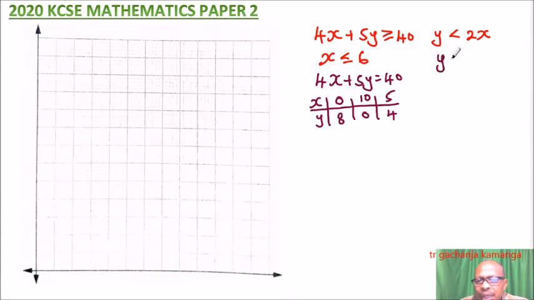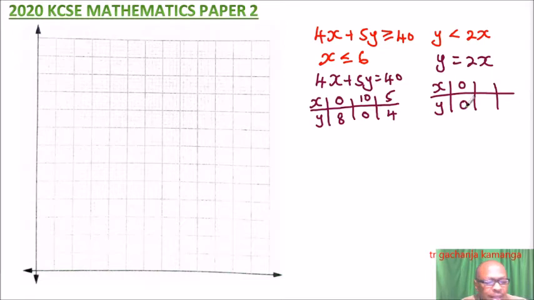This one will say y is equal to 2x. So this one is simple. We just make, say this is x and this is y. We can say when x is 0, y is 0. When x is 1, y is 2. When x is 2, y is 4. Like that. This one we can say is x is equal to 6. So that we can be able to draw.